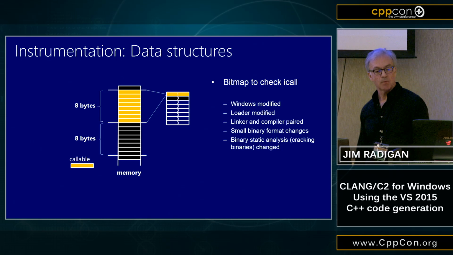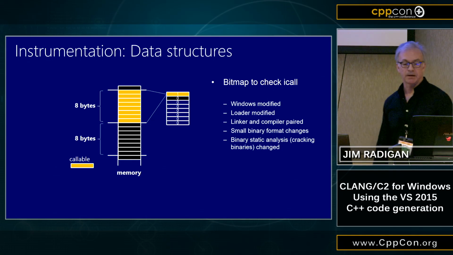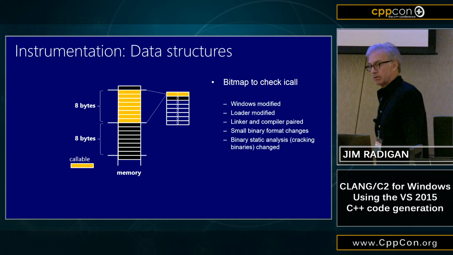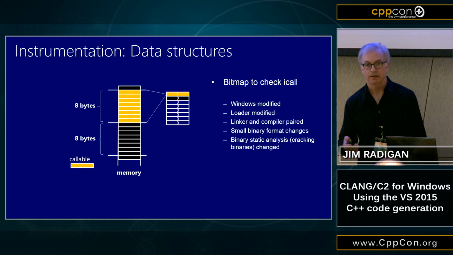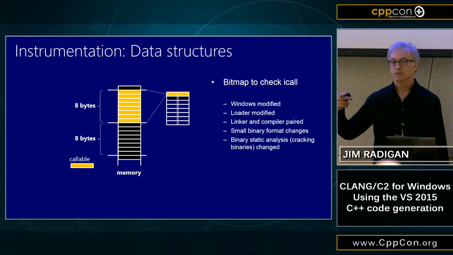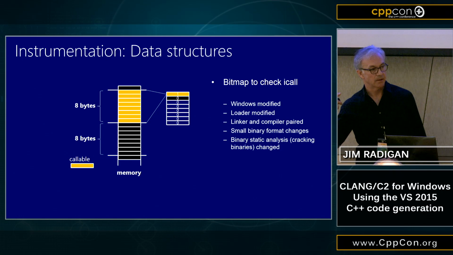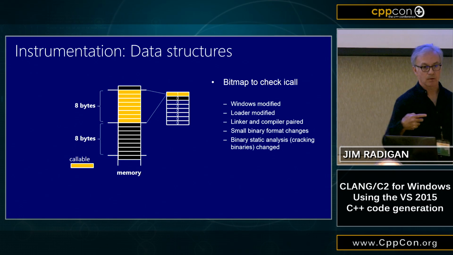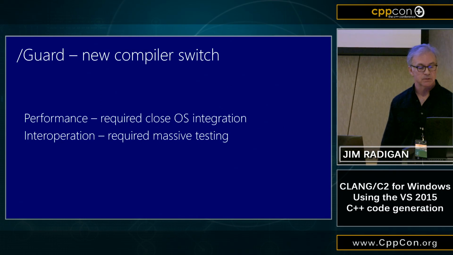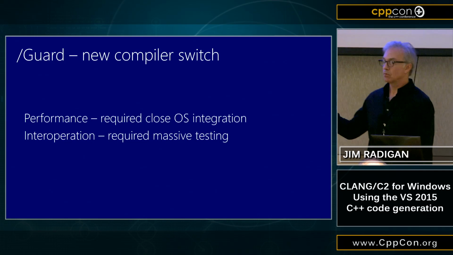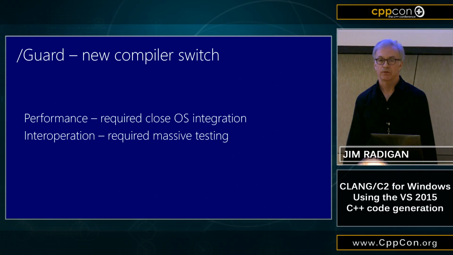So then we had to make small binary format changes, of course, for all the other tools. And we had to modify all of our binary static analysis. We have tools in the company that allow us to crack all the binaries, post-process them, write new code into them. And so reading these binaries actually got perturbed. So all the static binary processing, all of the operating system, and the tools all had to go out in one atomic lump sum across the company. So guard is a new compiler switch. It required close integration with the operating system. And it's completely interop. It should be seamless. You can do whatever you want across DLLs, and this whole thing works.